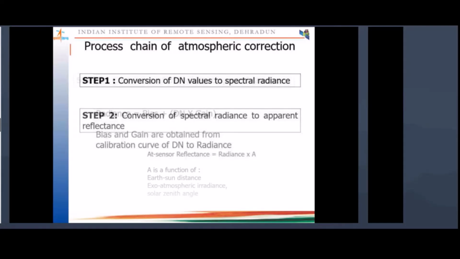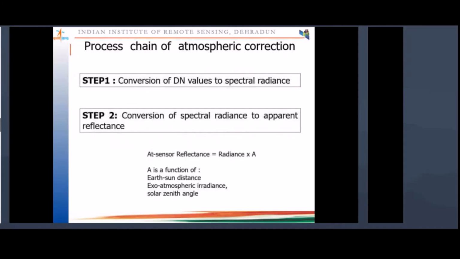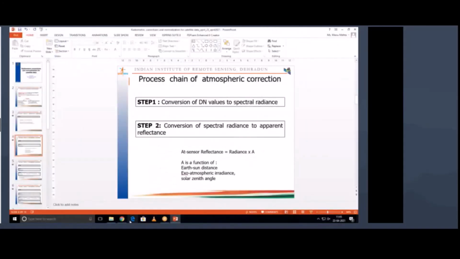Then the other thing that you need is the information on solar zenith angle. Solar elevation or solar zenith information should be available with you for when the data was captured. Then the third thing that you need to know is exo-atmospheric irradiance. Depending on the sensor and the spectral region, the exo-atmospheric irradiance will vary. So this information will also be given by the data providers.